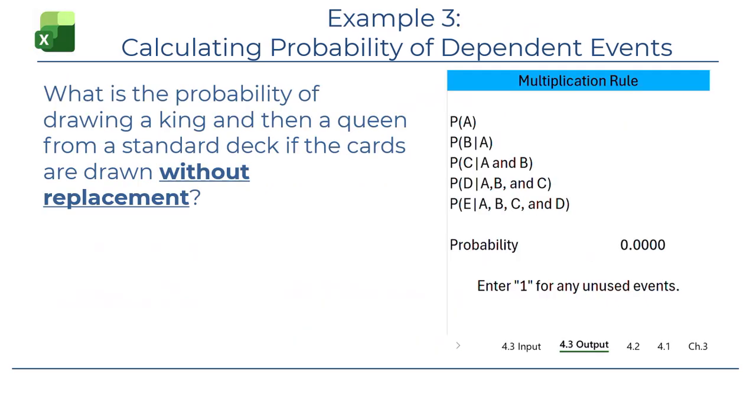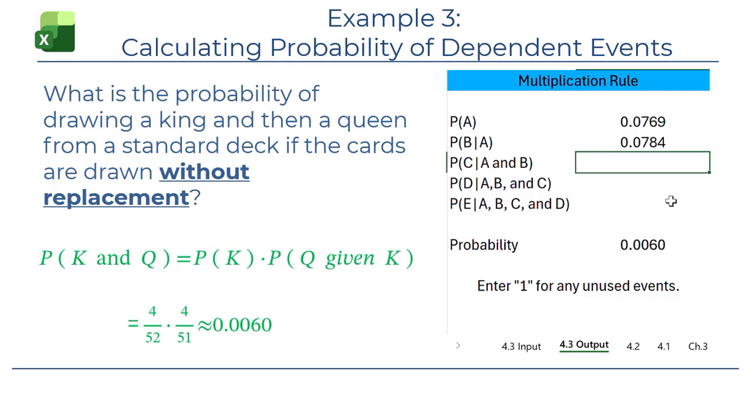So now we can compute the probability of drawing a king and then a queen from a standard deck if the cards are drawn without replacement. We said that the probability of drawing a king was 4 divided by 52, and the probability of drawing a queen, assuming that we already drew a king, is 4 divided by 51.